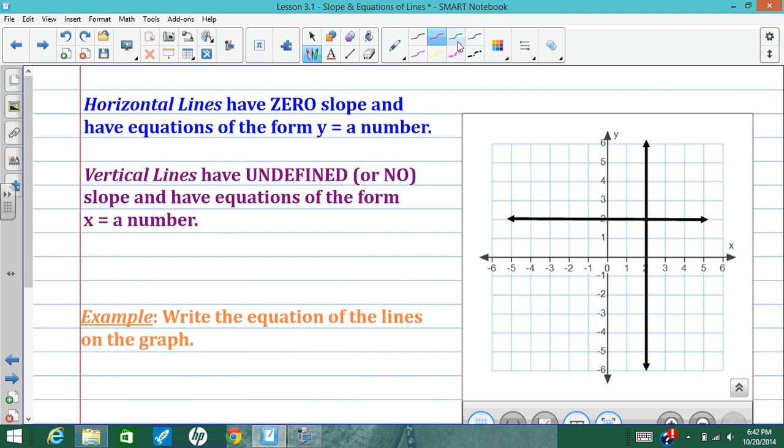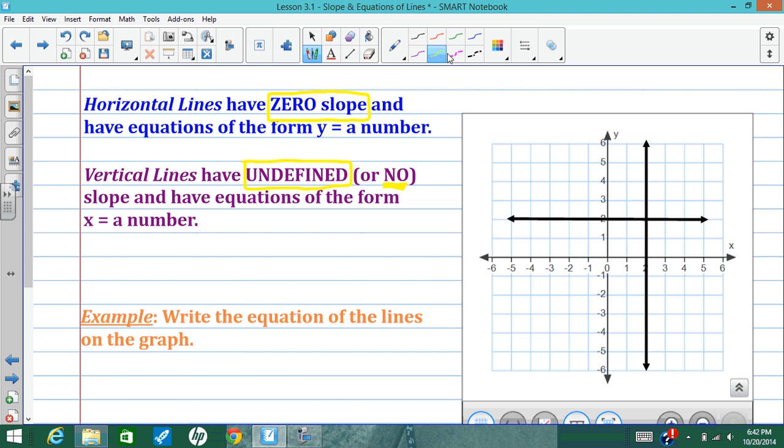I put in a reminder here that horizontal lines have a slope of 0. Horizontal means going straight from left to right or right to left. And they always have an equation of that line in the form of y equals. Vertical lines have undefined slope, or sometimes we say they have no slope. And the equations always have the form x equals.